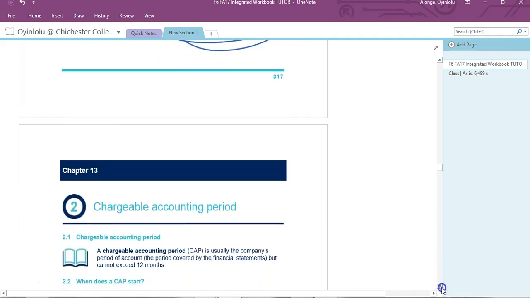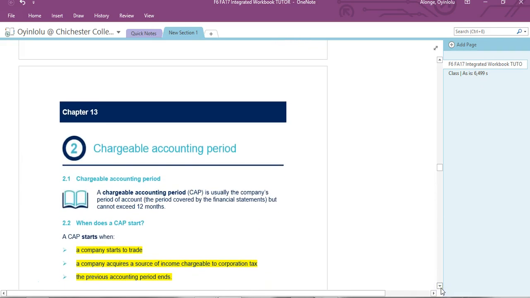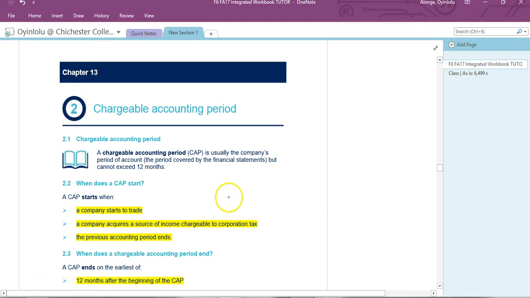Right, let's go on. I talked earlier about this idea of a chargeable accounting period. First of all, this is the big issue here, it cannot exceed 12 months. You would typically record it from when the company starts to trade, or if you like, when it acquires a source of income. It might have plans to start on the 1st of October, but for whatever reason, trade only begins in January.